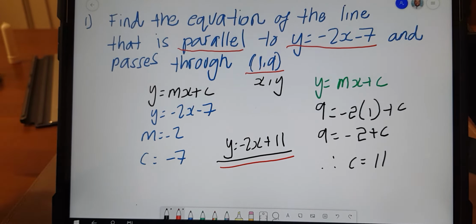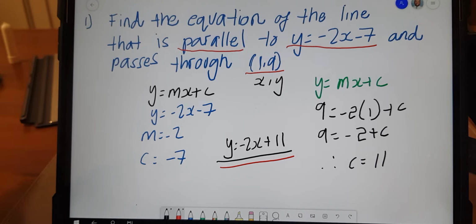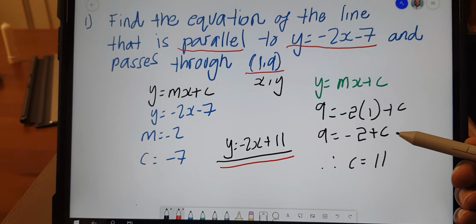So what we needed to do was to find the gradient, which was -2, and because it's parallel, this other line will have a gradient of -2. Then we substitute 1 in place of x and 9 in place of y, and we work out c, and c is equal to 11. Then we finally write the equation y is equal to -2x plus 11. So that's how you solve a simple question involving parallel lines involving a straight line.